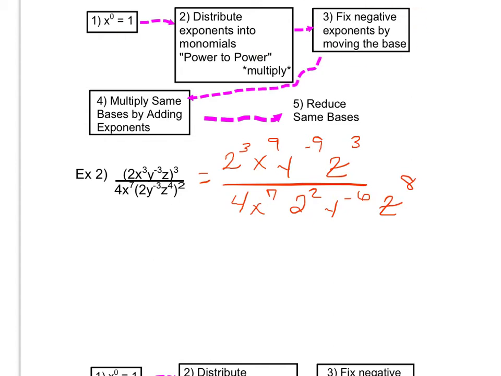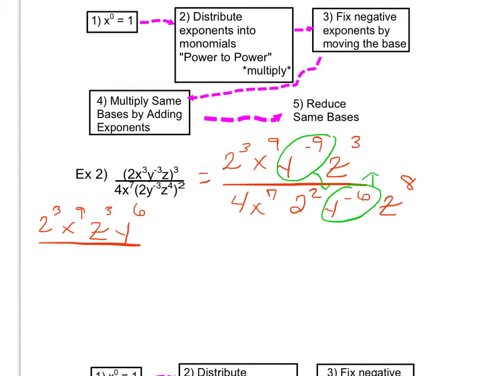I do see I have a couple negative exponents, and I'm going to have to fix the y on top and the y on the bottom. So moving those, I'm going to now have 2 cubed x to the 9th, z cubed still on top, and then y to the 6th comes up. Remember, it travels and it gives up its ticket. 4x to the 7th, 2 squared, z to the 8th are all still there, and then the y to the 9th comes down. From there, I move to step 4, which tells me I can now multiply.